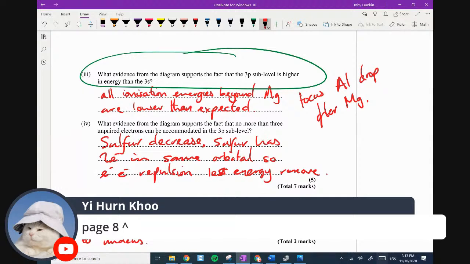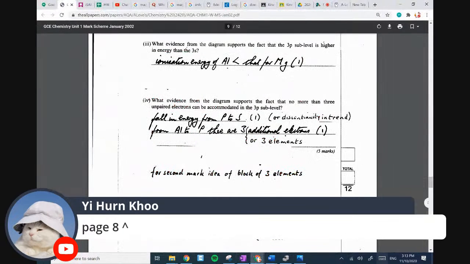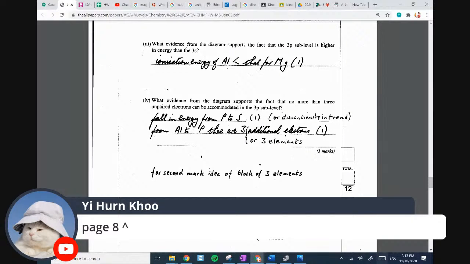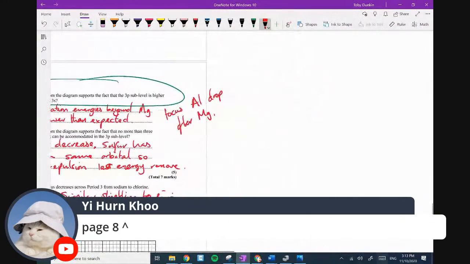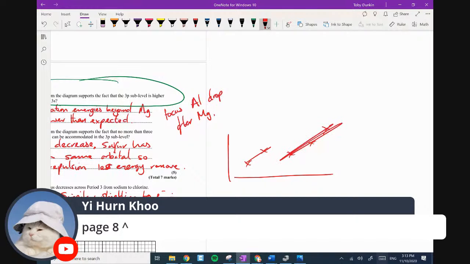In the same block, idea, fall in energy from phosphorus to sulfur, or discontinuous in trend. From aluminium to phosphorus, there are 3 additional electrons. Idea of a block of 3 elements. Weird. That's strange, isn't it? Oh, the block of 3. Yes, block of 3. Yeah, 1, 2, 3, blocks of 3, and then drop, block of 3. And they're saying that this, of course, is the explanation. There's the first block, and then there's the second block. Yes, that's clever.